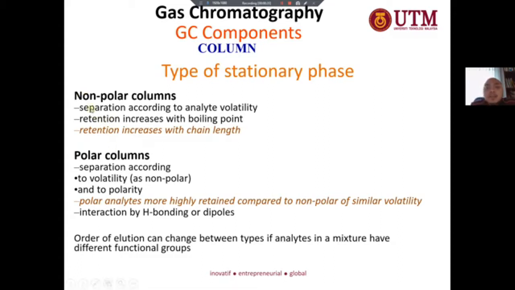For example, the non-polar column is suitable for separating non-polar analytes because non-polar will react with non-polar. If we use a polar analyte with the non-polar column, what happens? It will not be retained by the non-polar column, so it will not be separated. So if we want to separate non-polar analytes, they need to interact with our column. What kind of column interacts with non-polar analytes? We use the non-polar column. The non-polar column separates according to analyte volatility and also polarity.